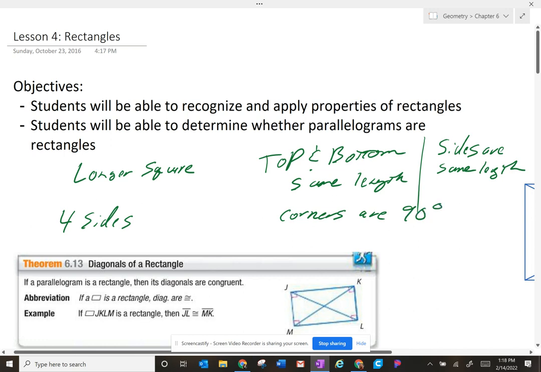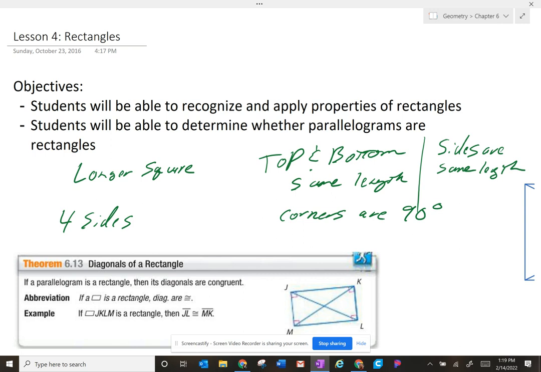Okay, so you guys got it. Again, a rectangle means that they're going to have the exact same length for the top and bottom, or 2 sides are going to be the exact same length. The other 2 sides will be the exact same length. And then every single corner is going to be 90 degrees.